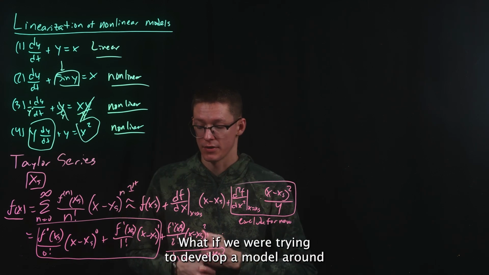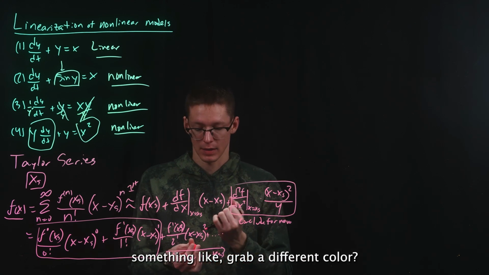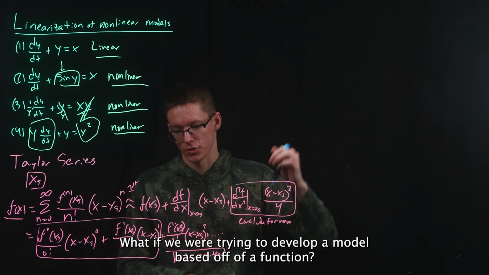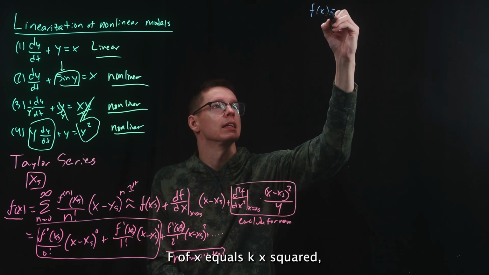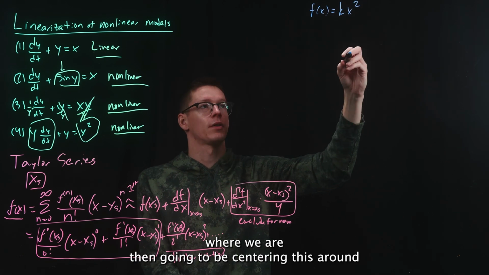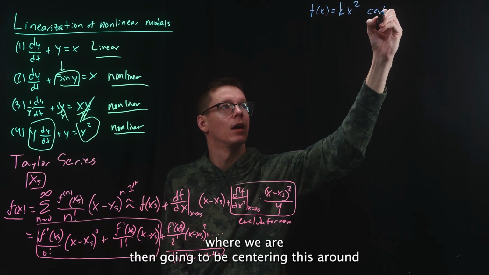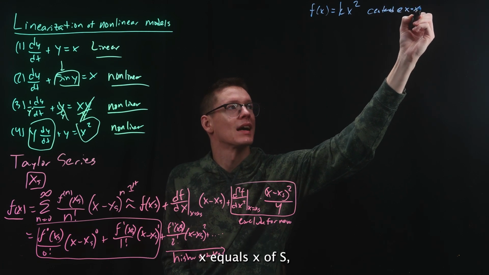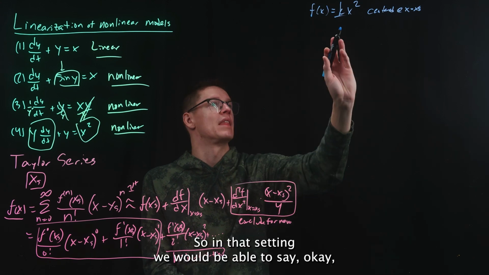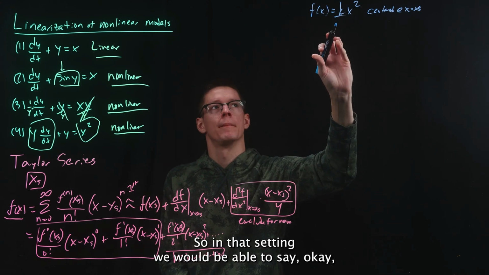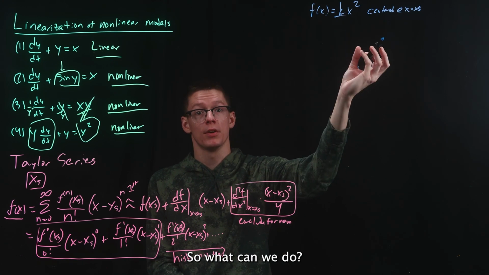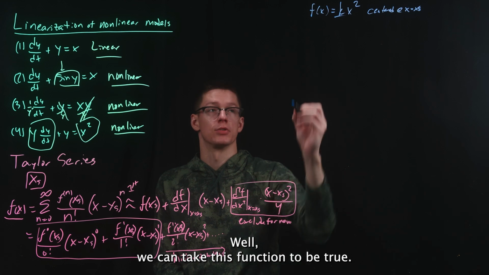What if we were trying to develop a model, I'll grab a different color, based off of a function f of x equals k x squared, where we're then going to be centering this around x equals xs, and we're going to assume that k is going to be some constant. So in that setting, we would be able to say, okay, how would we linearize this function? It is nonlinear because it's x squared, so what can we do?